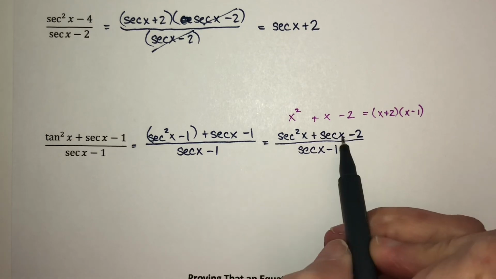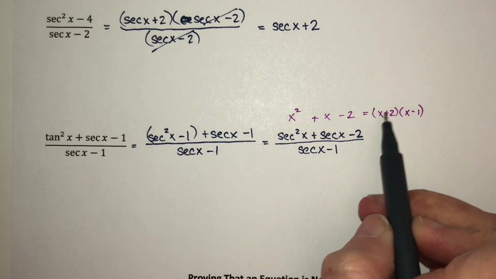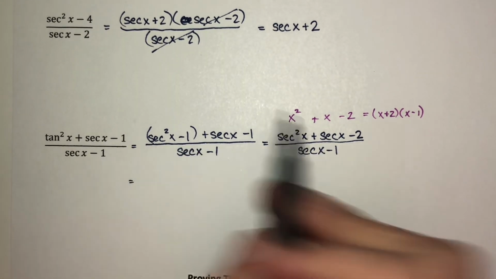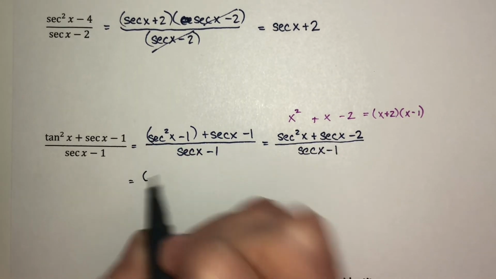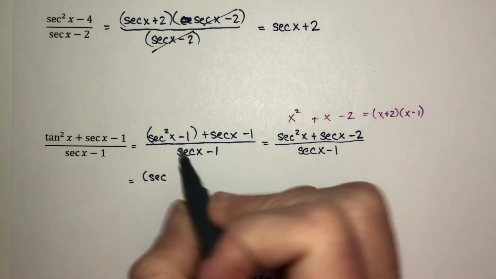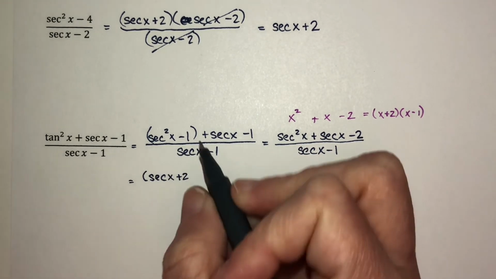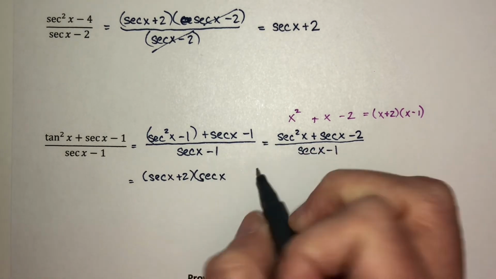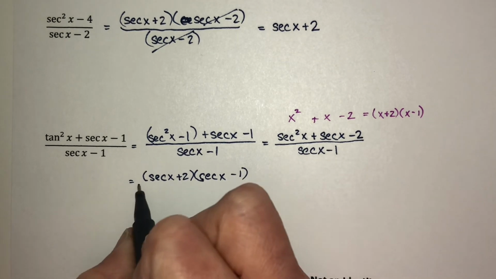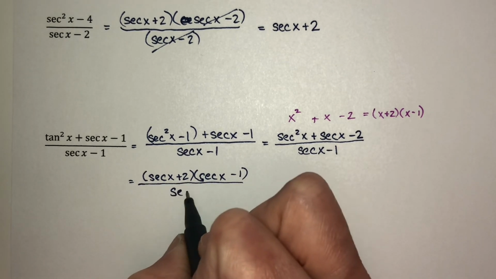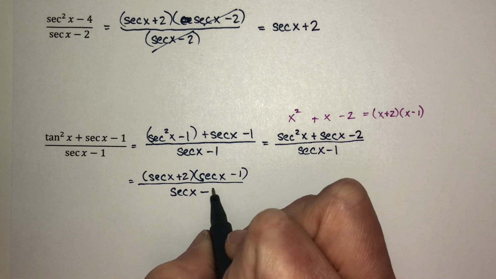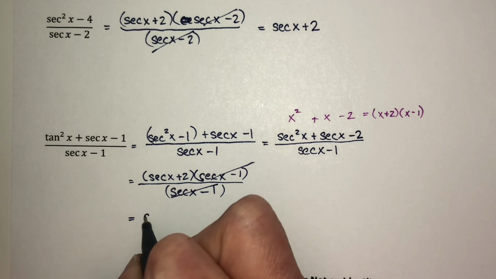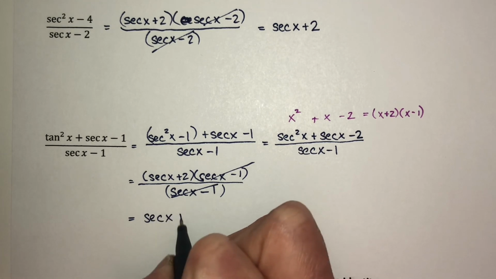So this factors with secant x's where the x's are. It's a matter of matching the pattern here. So this numerator is the same thing as secant x plus 2 times secant x minus 1, over secant x minus 1. And so those cancel, and your answer is secant x plus 2.